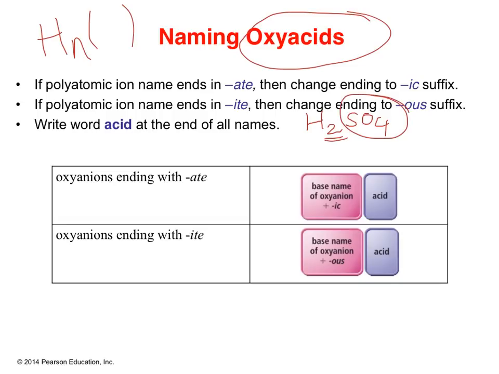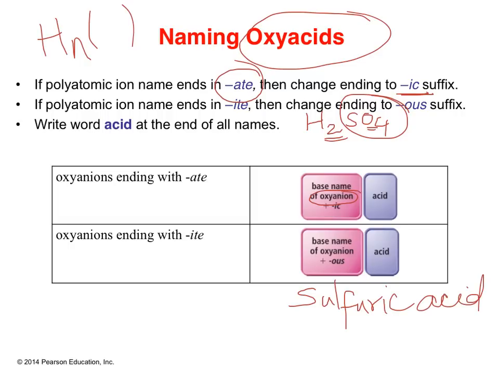By now you should have memorized the anions, and this is sulfate. So for a polyatomic ion ending with ate, it is an ic acid. So take the base name of the polyatomic anion, now this is an oxyanion because it has an oxygen. So the base name of the oxyanion, sulfur, since this is sulfate.